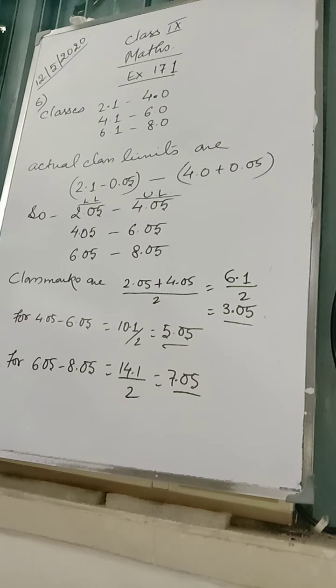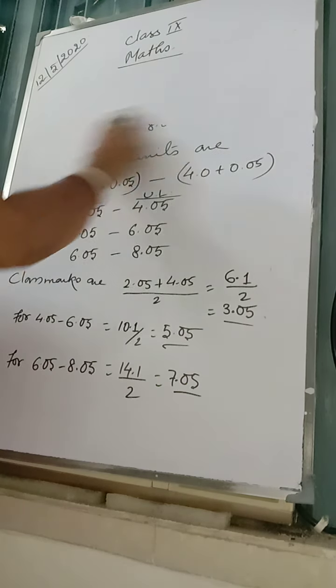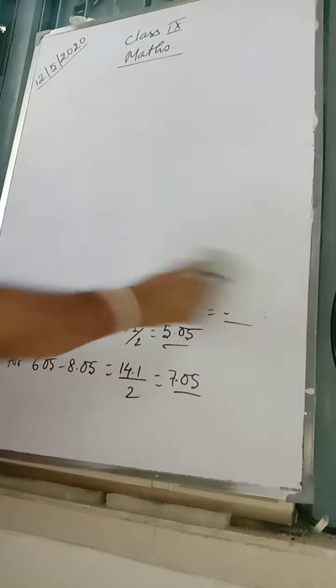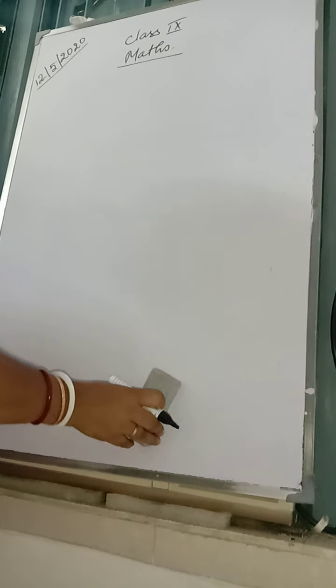Now next we have: observe the given frequency table to answer the following. Class intervals are given and frequency is given. You have to observe and you have to write. So I am not going to rewrite it with the true limits, I will just be answering. Clear? I am writing here class interval and frequency.